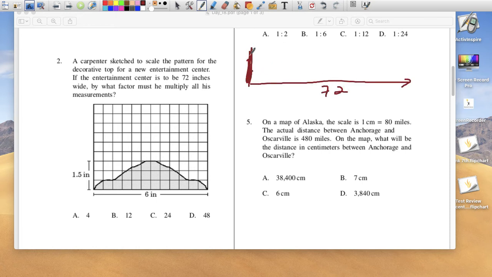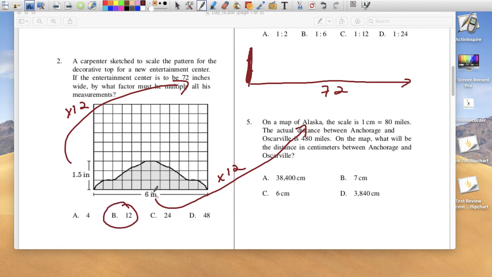And I want to know what the height's going to be here. So what am I going to multiply? Obviously, the 6 to get 72 was times 12. So here, to get this height on the real one, it's going to be times 12. So we're not asking for the actual measurement, we're just asking what factor you're going to be using here. So obviously B, right? And I got that from the relationship between 6 and 12.